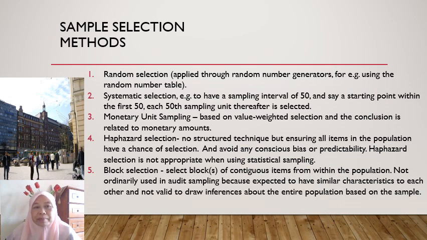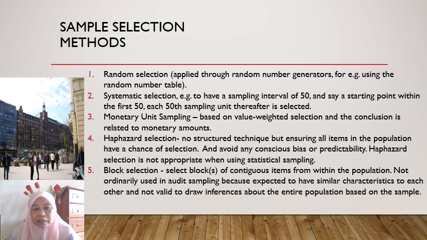Let's look at the sample selection methods in general. There are a few types of sample selection. One is random selection, where the items to be included in the sample are selected randomly using a number generator or a random number table. Another type is systematic selection, where there is a system or structured technique of selecting the sample. An example is given here.